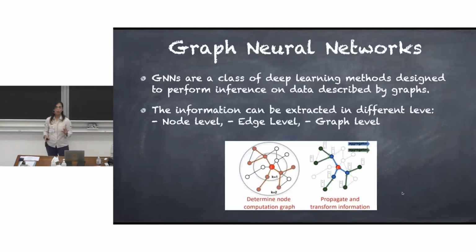So let's talk about graph neural networks for a few minutes. Graph neural networks are a class of deep learning methods designed exactly to perform analysis and inference on data that are described by graphs. The information that you would like to extract can be at different levels: node level, if you want to understand and predict the information of each node; edge level, if you are interested in the relation between the nodes; and graph level, if you are interested in the whole structure.